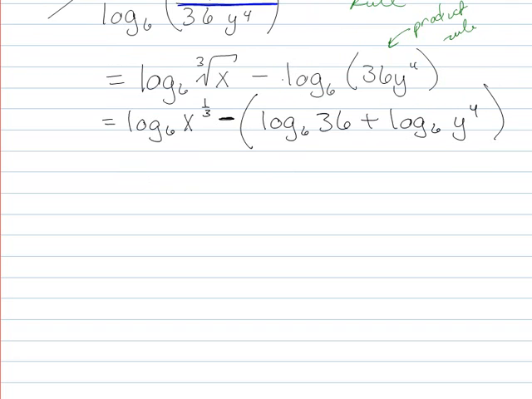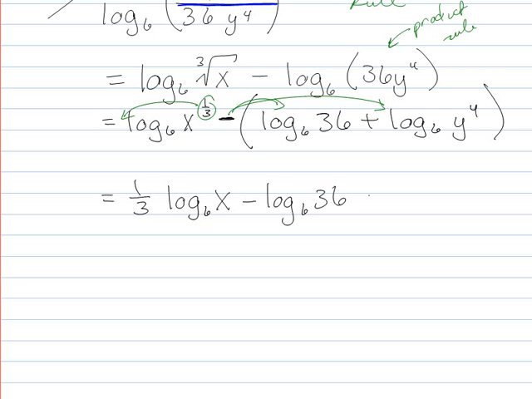Okay. So now I'm going to take my 1/3 and pull it out front. So I've got 1/3 log base 6 of x. Now I can distribute my negative sign: minus log base 6 of 36 minus log base 6 of y to the 4th. And as I make progress, 1/3 log base 6 of x.